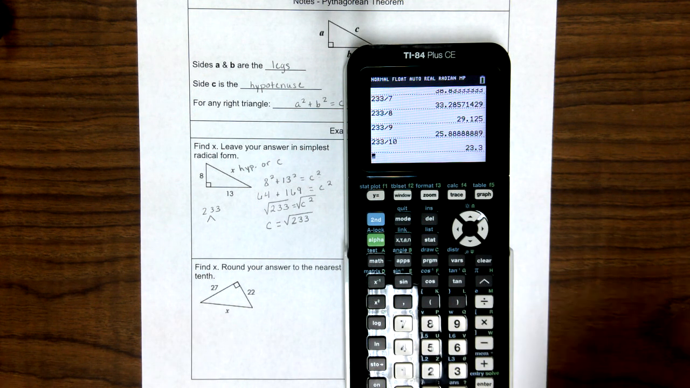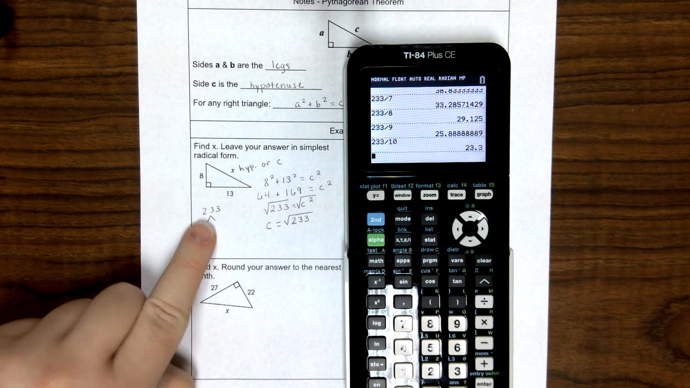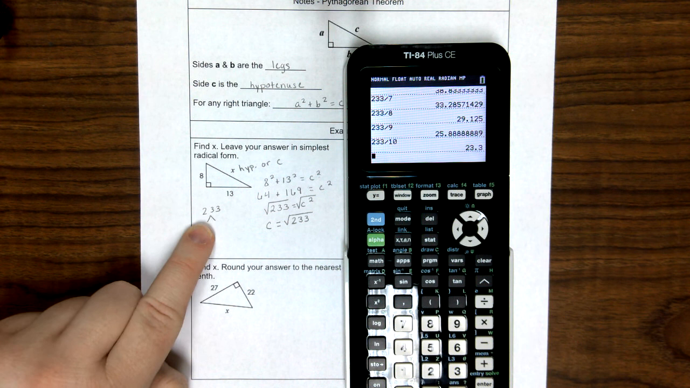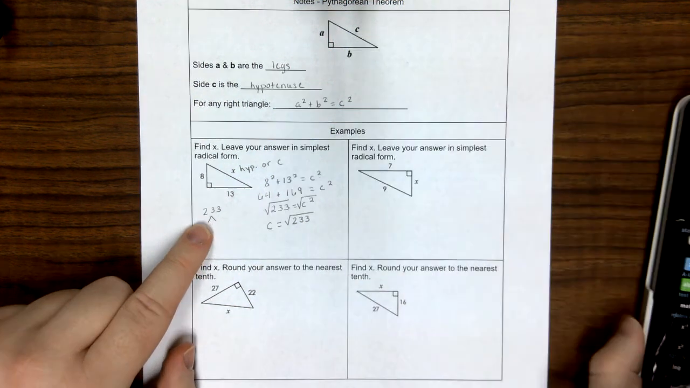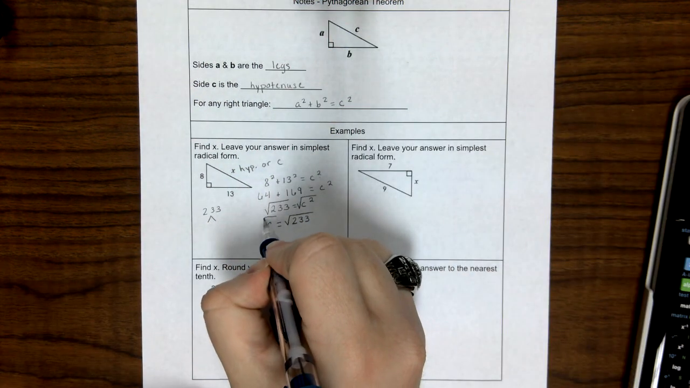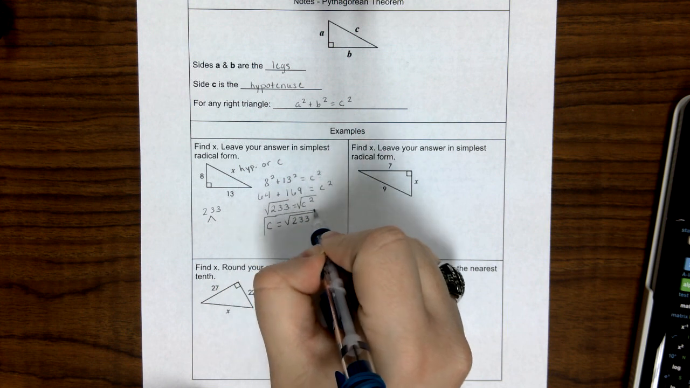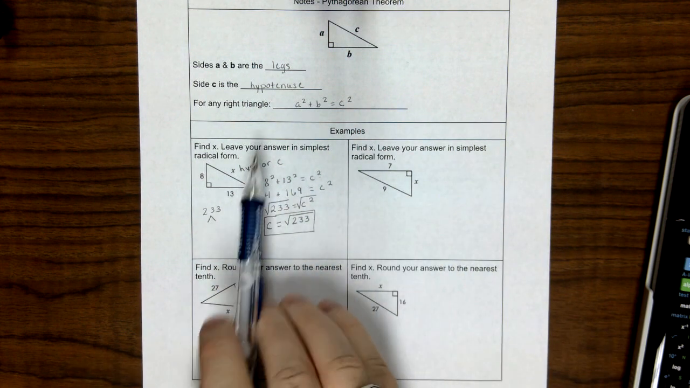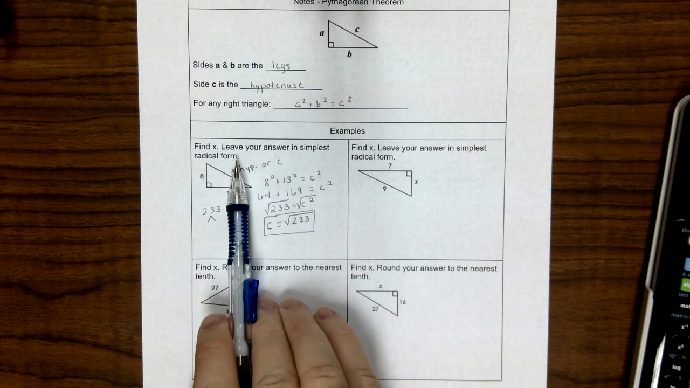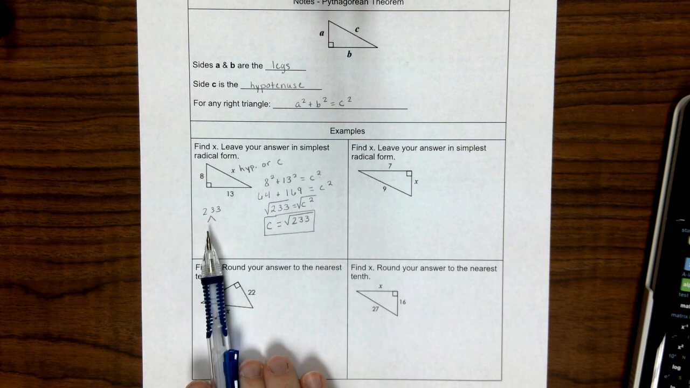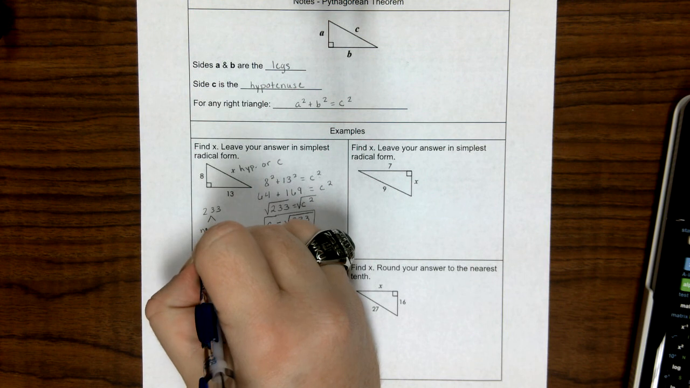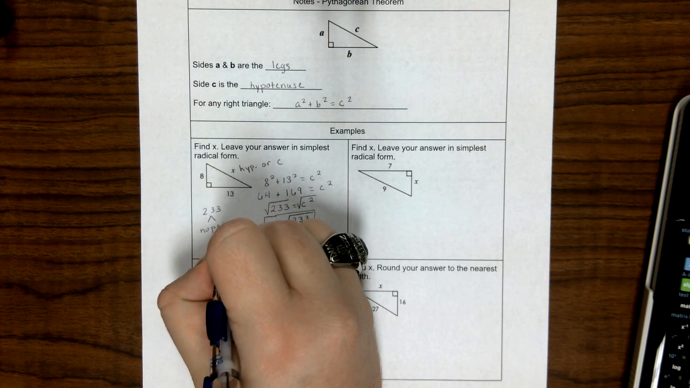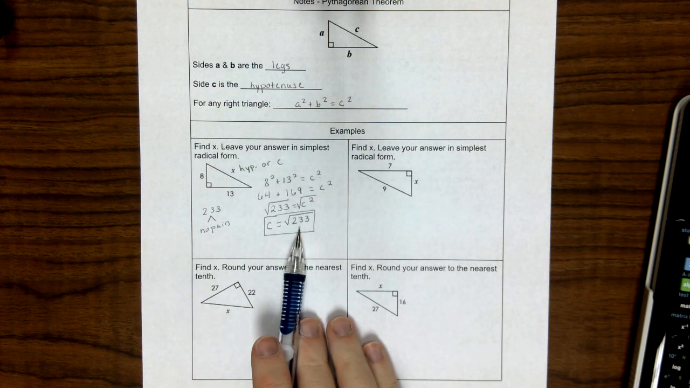But the point is, for this specific problem, you don't have any pairs. So this will not break down any farther. So guess what? This is your answer right here. And notice the directions say leave it in simplest radical form. So I was trying to break it down, but I had no pairs, and so it has to stay like this.